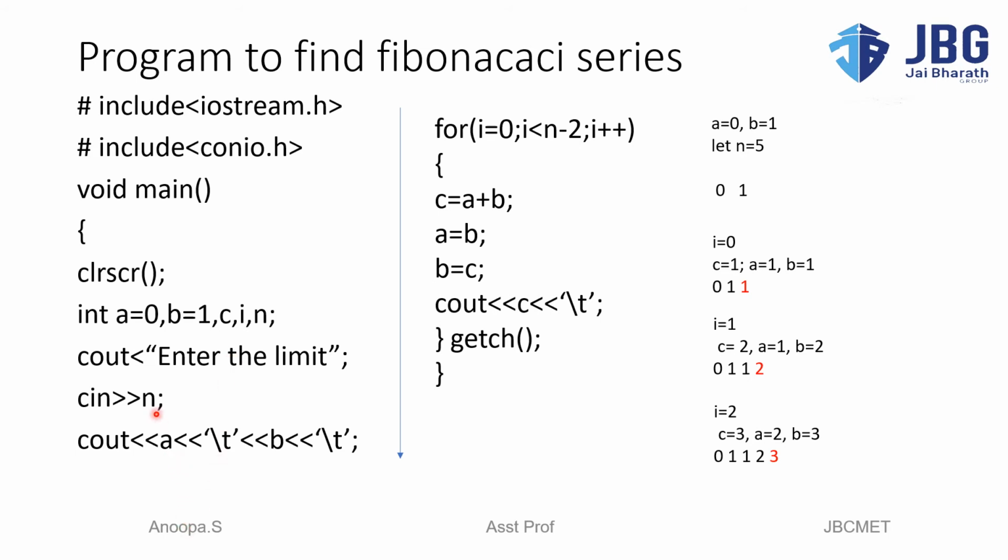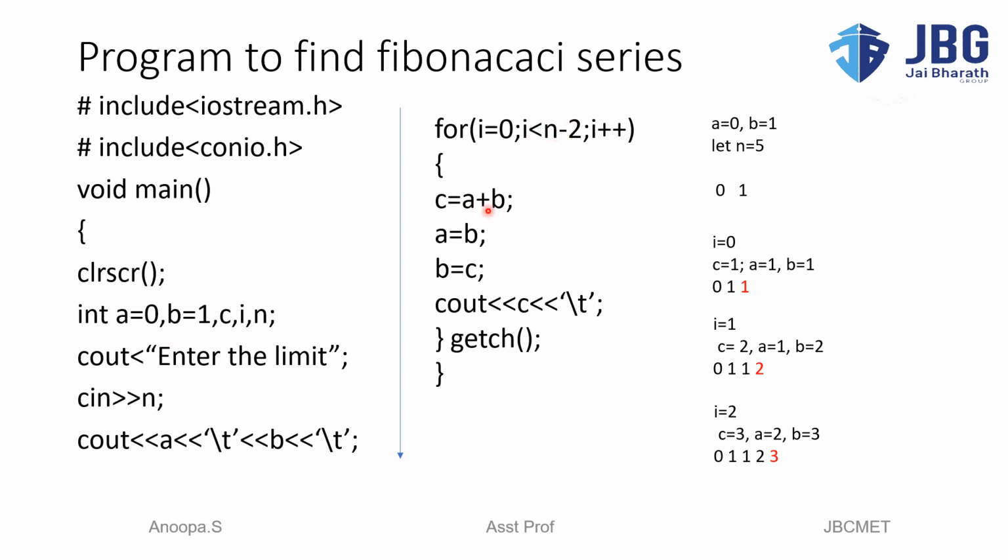What is a and b? 0 and 1. Initially it will be 0 and 1, that's why we are displaying it. For i equal to 0, i less than n minus 2, i plus plus. Why n minus 2? Because we have already displayed a and b, or two numbers. That is why from the total count I am decrementing 2 here.